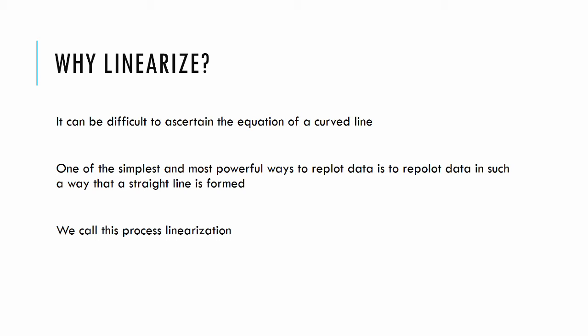So one of the simplest and most powerful ways to replot data is to replot it in such a way that a straight line is formed, and we are easily therefore able to ascertain the form of that straight line, and we call this process linearization. And this is particularly important for reaction kinetics that you will all study in your first year.